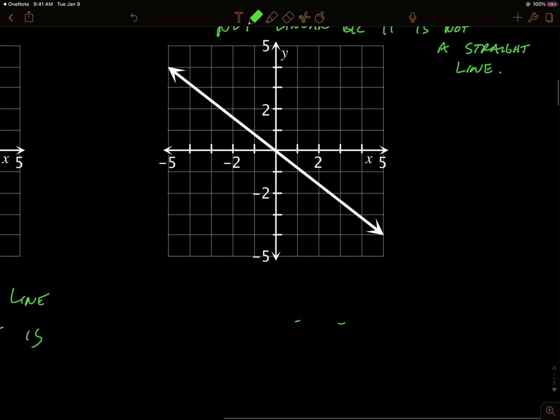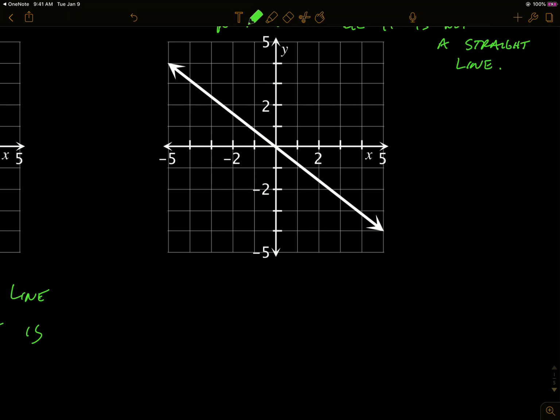And then this last one is both of those things. It's a linear function, right? Here's my vertical line test. It hits only once everywhere, so that makes it a function. So we say yes, it passes the vertical line test.